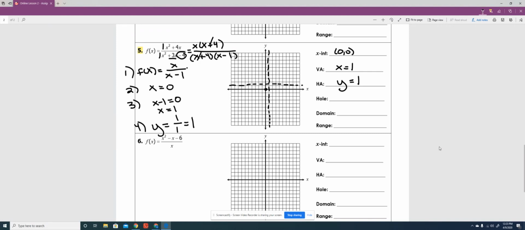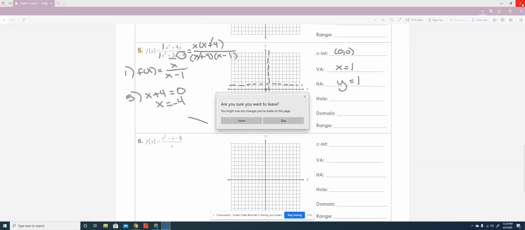All right, hole. Remember, a hole exists where they have a common factor. And I'm going to just erase some of this to give us more room to work. So their common factor was x plus 4. So remember, first we find the x value by setting the common factor equal to 0. So my common factor of x plus 4, I'm going to set that equal to 0. And when I move the 4 over, I get x equals negative 4. So that's my x value of my hole.